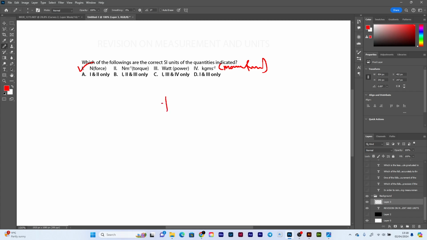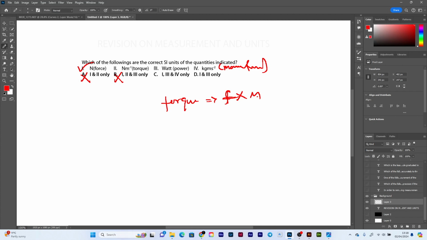Then Newton per meter for torque. What is torque? Torque is moment. Moment of a couple is what they call torque. And when you say moment, moment is force multiplied by the perpendicular distance. So that is Newton meter, not Newton per meter. So anyone that has Roman figure 2 will not be correct. Option A is not correct. Option B is not correct. So we are left with option C and D, right?